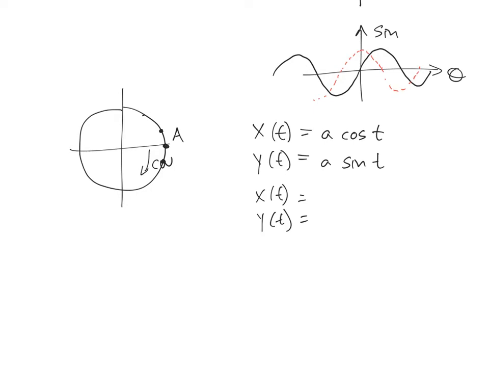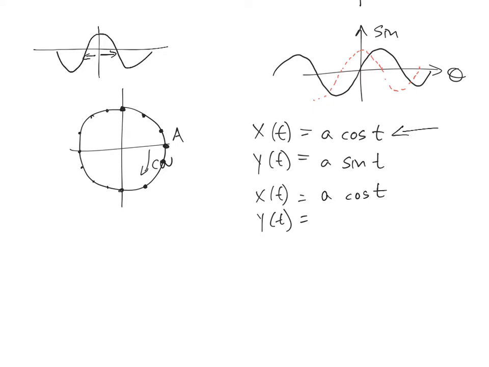At some later time, maybe the point is there if we're going counterclockwise. At the same time, if we're going clockwise, it's down there. The x-coordinate is always the same, right? That shouldn't surprise us because it's a cos function, and cos is an even function. Doesn't matter if you go in the positive direction or the negative direction, you get the same value, okay? So that means this is still the same.